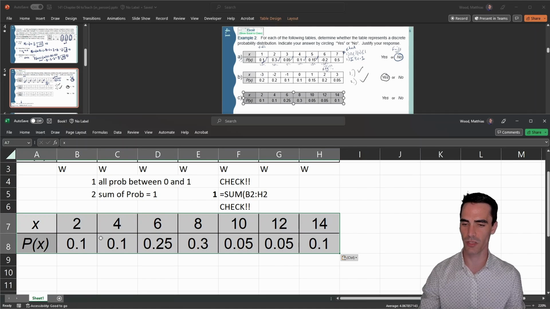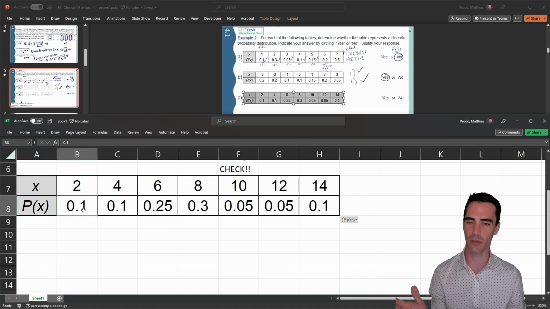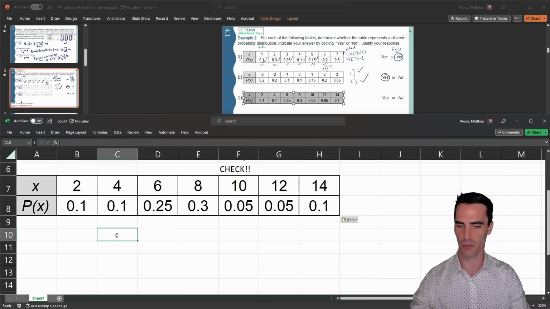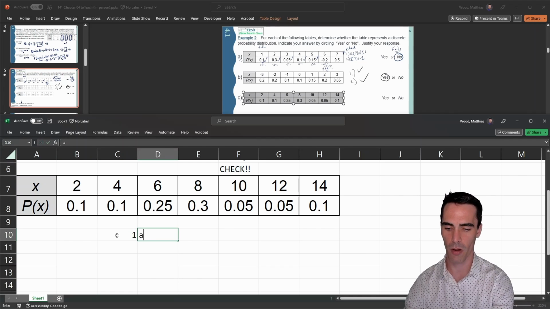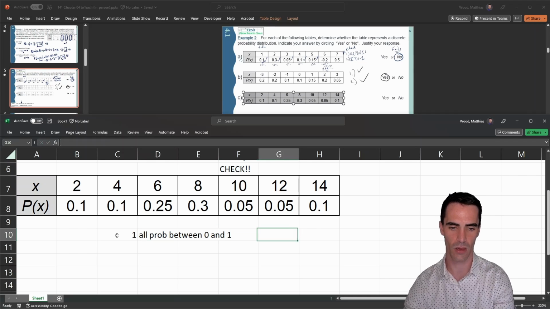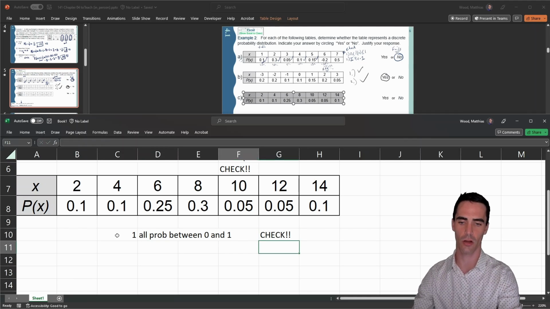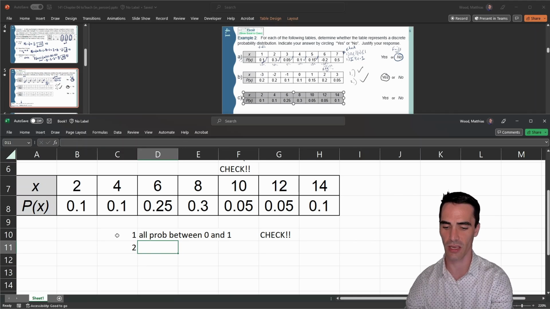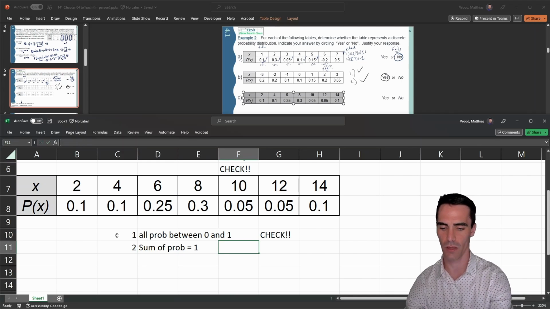So here's my second probability distribution. I can look at all my inputs just like we did before, and they certainly pass the first check, where again, all my probabilities are between 0 and 1. I'll write a big check here. Yes, they're all looking good in that regard. The second check, again, is that the sum of my probabilities should equal 1. Fortunately for us, a quick check.